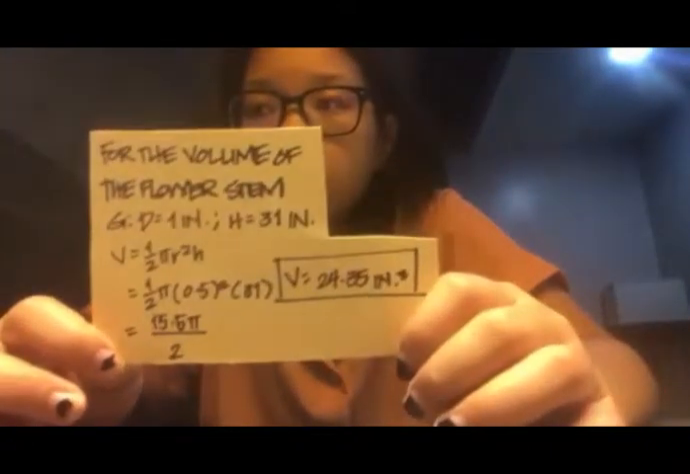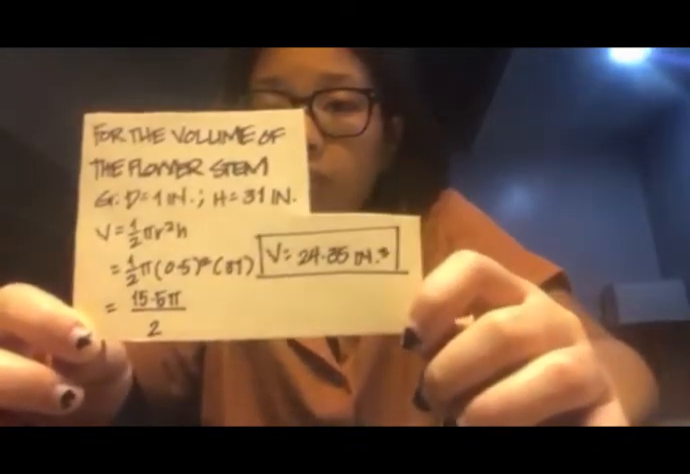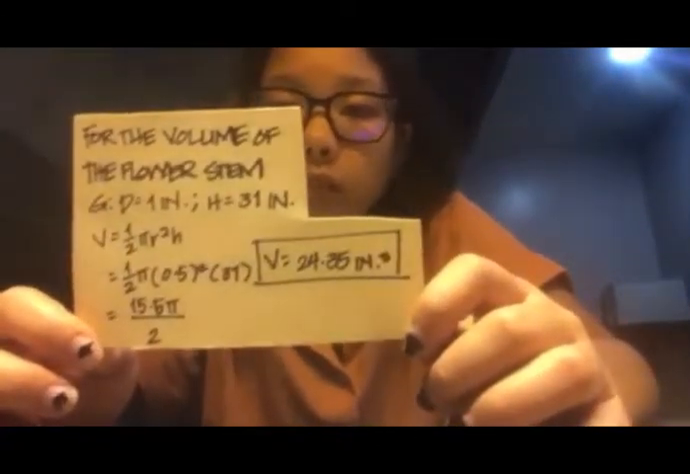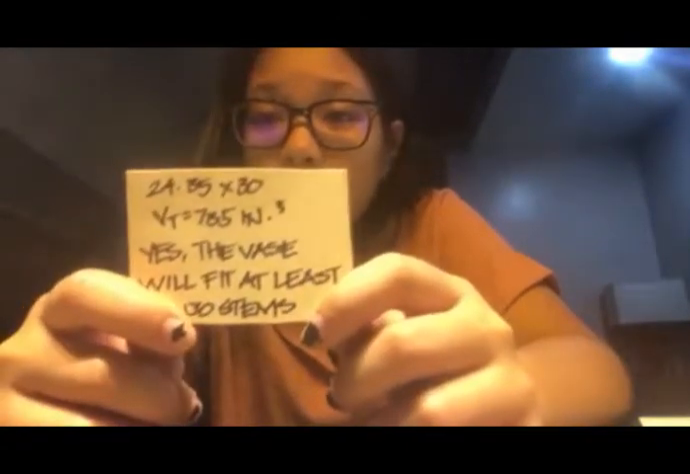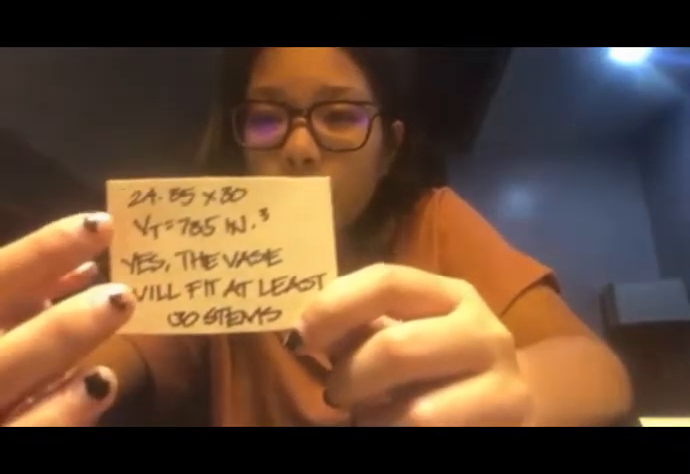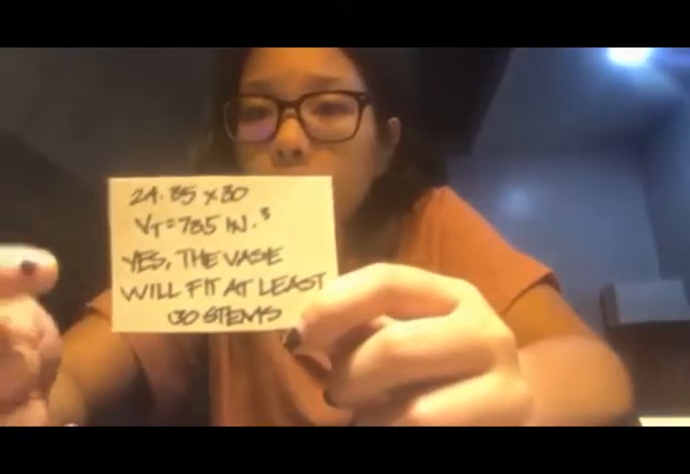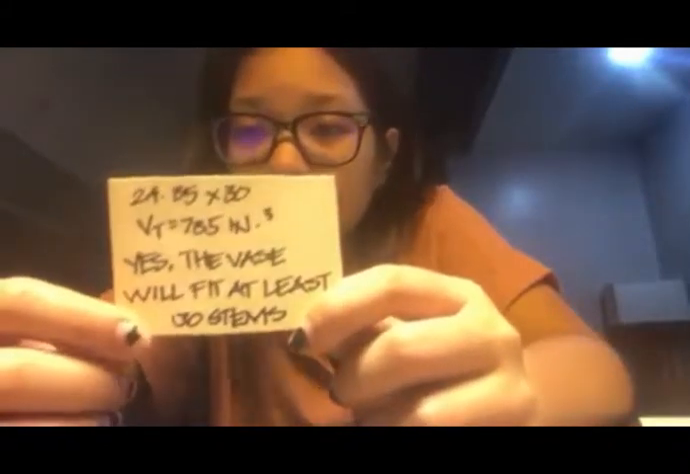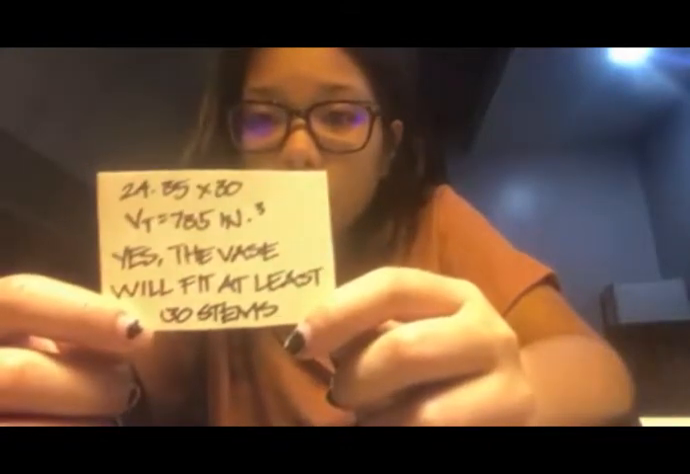And now you can substitute the given values. So the volume of one flower stem is 24.35 cubic inches. So the question is, can the vase fit 25 to 30 flower stems? To answer that question, I just multiply the volume of a flower stem by the needed quantity. So 24.35 times 30 will give you a total of 735 cubic inches.